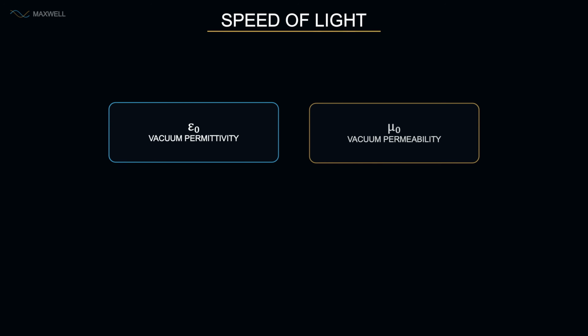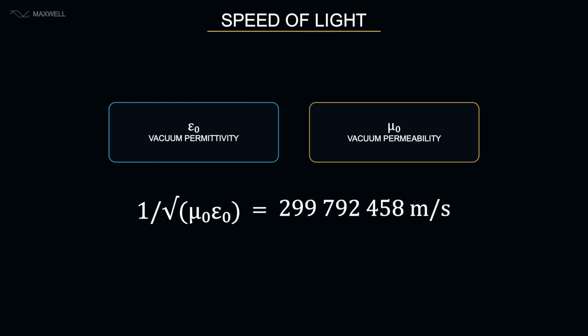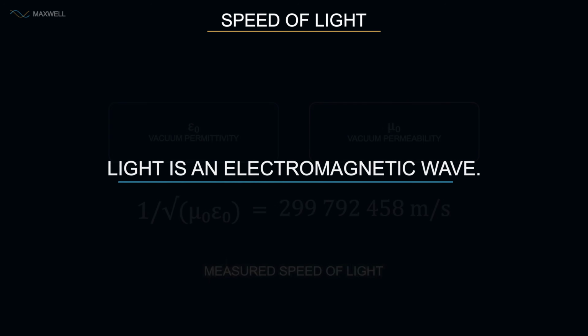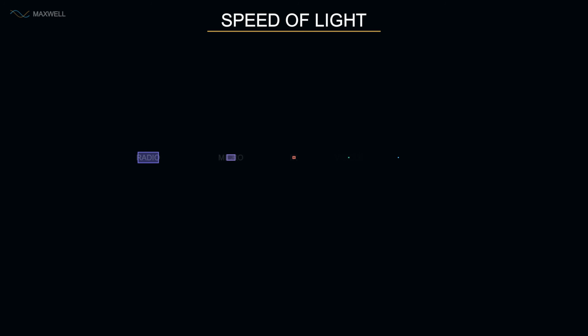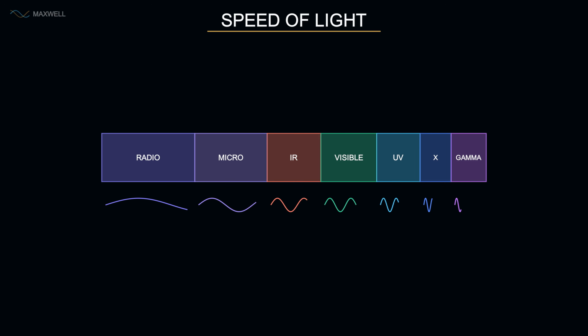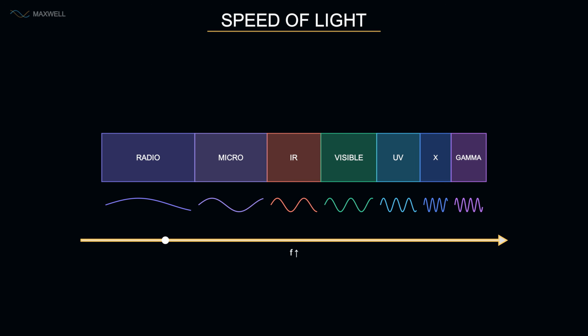Here is the calculation Maxwell could not ignore. Combine two constants from electricity and magnetism as the wave equation demands. The result is roughly 300 million meters per second, the measured speed of light. Light was not merely similar to an electromagnetic wave. It was one. Radio, infrared, visible color, and X-rays are the same wave at different frequencies.